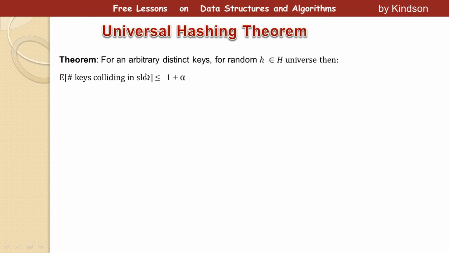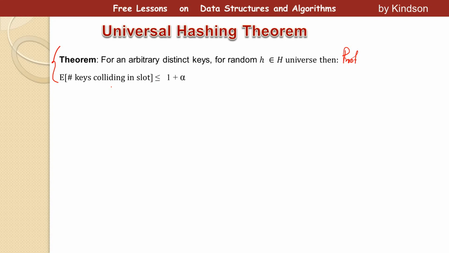So the theorem says that for arbitrary distinct keys and a random h taken from the universe, the expectation of the number of keys colliding in a slot is less than 1 plus the load factor. So this is the theorem behind universal hashing, and the work that is needed is for us to prove this theorem. We need to prove that the expectation of the number of keys colliding in a slot should be at most 1 plus alpha.